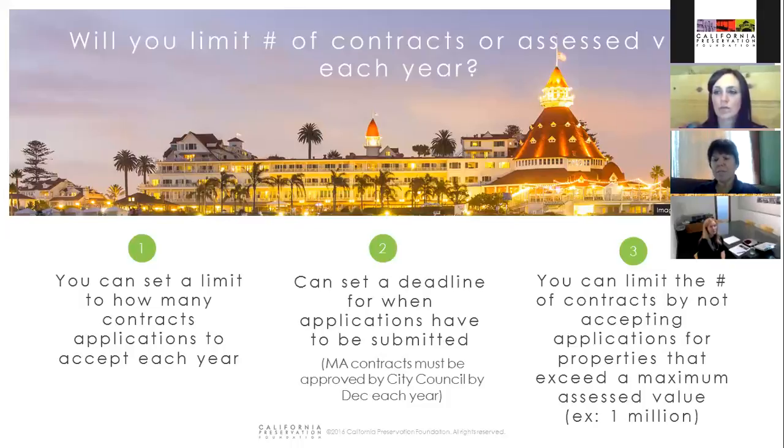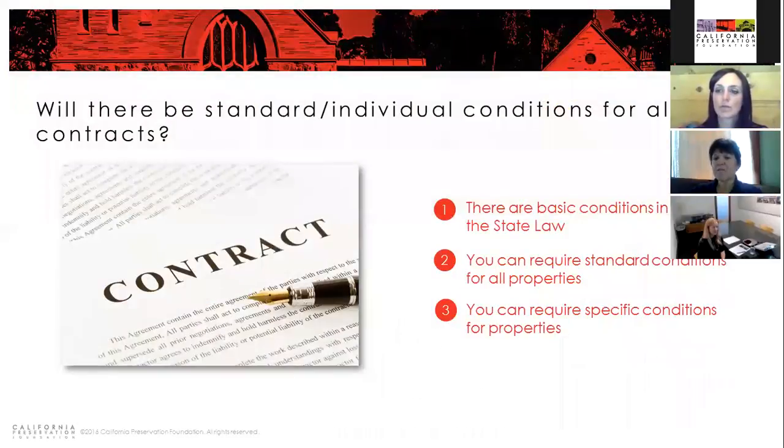We do not have an abundance of homes that are over, say, $1 million in assessed value. So that was not a limit that was put at the time. But it doesn't mean that once you adopt your Mills Act ordinance that you can't come back later and make changes as the values of properties change.